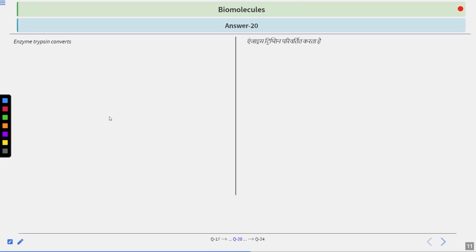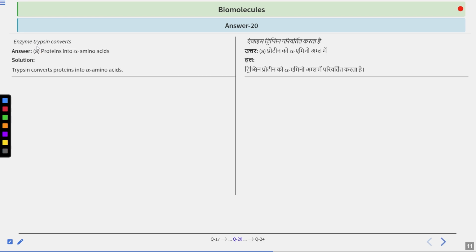So the correct answer for the given question is alpha proteins into alpha amino acids. So option A. Trypsin converts proteins into alpha amino acids. So trypsin is an enzyme which is used to convert the proteins into the respective alpha amino acids, or you can say protein into its constituents. Okay, so that's why we have our correct answer as option A, proteins into alpha amino acids.